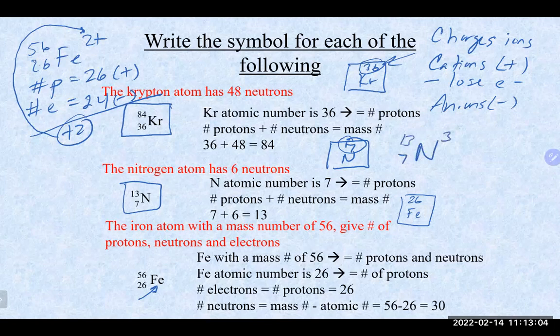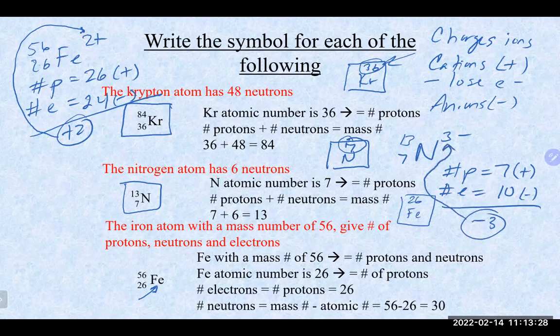How about if we had our friend nitrogen here with a -3 charge? How many protons would this guy have? It is still going to be 7. How many electrons would it have? It would be 10 in this case. 10 negatives, 7 positives leaves us a -3 left over, which again is where the charge comes from.